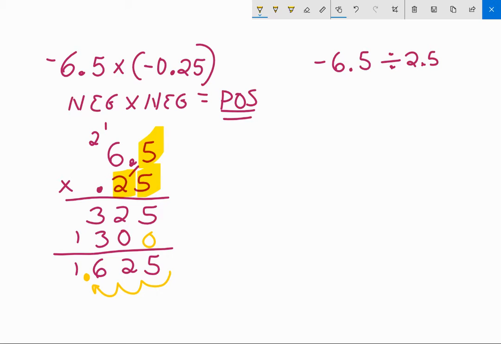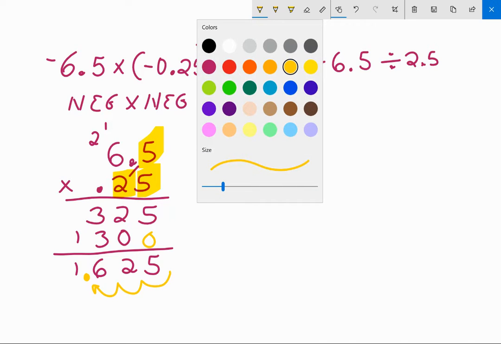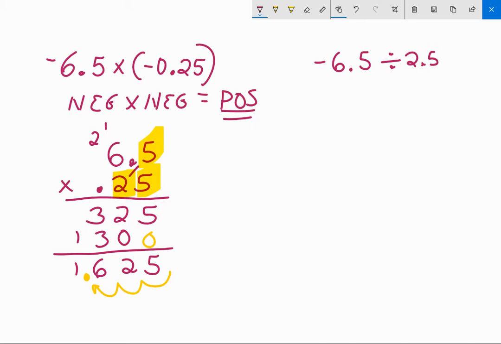Now go back to the beginning. We said that a negative times a negative is a positive, so just make sure you keep your answer as a positive 1.625. We've got it.